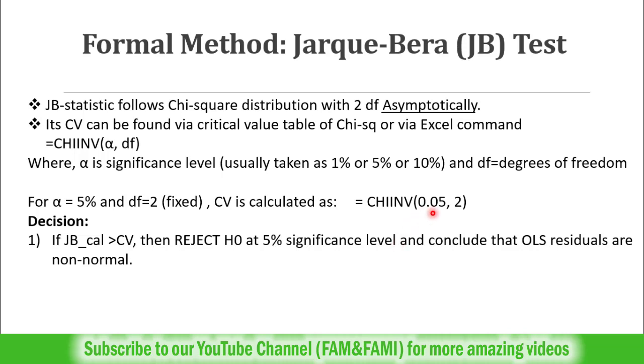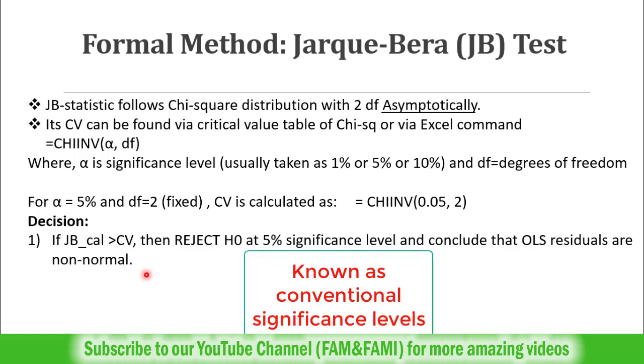But if the critical value is calculated at 1% instead of 0.05, suppose you have used 0.01, and if JB calculated is found to be greater than 1% critical value, then reject the null hypothesis at 1% significance level and conclude that OLS residuals are non-normal. So it's up to you which significance level you use. So generally all these three significance levels are used: 1%, 5% and 10%.